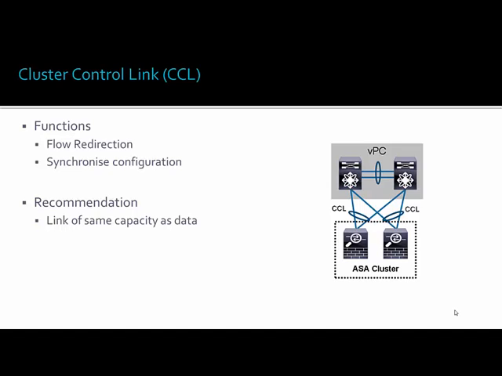Regarding deployment, there are the following recommendations. Cluster controlling is used to transmit data packets during flow forwarding, so it is recommended that it should have the same capacity as the data link. Also, for the purpose of redundancy, it is recommended to have two links grouped into a port channel. The reason for it is that if the unit loses its cluster control link, it will be removed from the cluster.